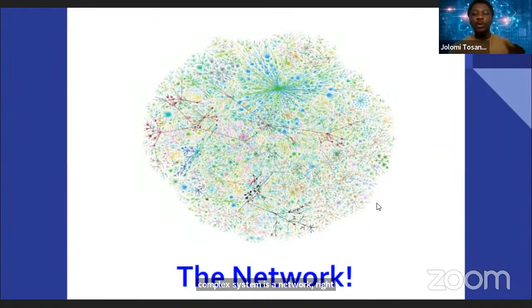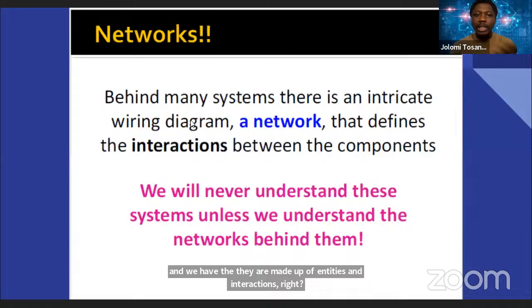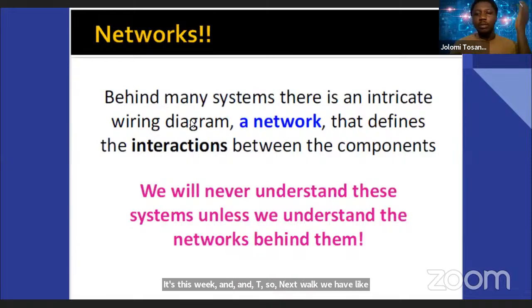I will talk more about networks, but just as a teaser, a network basically represents the entire complex system as a structure that contains interactions between different entities. For example, each dot here is an entity, and the line connecting two dots is an interaction. So complex systems are made up of entities and interactions between entities. A network is just the intricate wiring diagram behind a complex system, so we can study the network behind the system to understand that system.